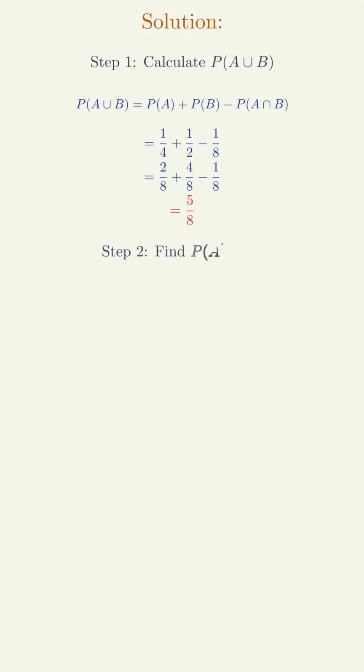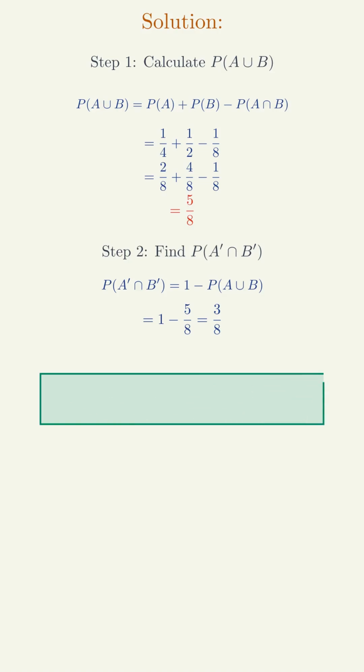Find P(A' ∩ B'). P(A' ∩ B') = 1 - P(A ∪ B), which equals 1 - 5/8 = 3/8. Therefore, P(not A and not B) = 3/8.